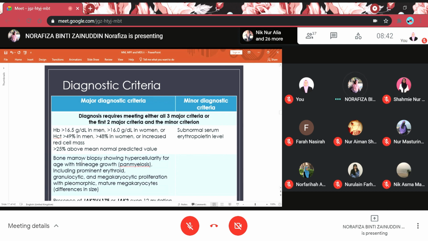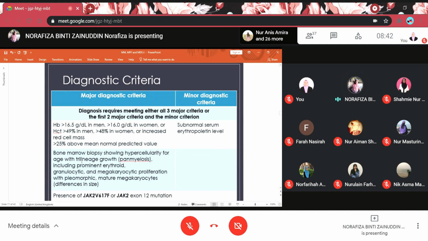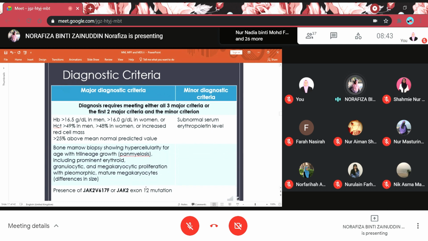overall cell mass, red cell mass, of more than 25% above mean normal predictive value, or the patients have bone marrow biopsy showing hypercellularity, okay, the presence of panmyelosis, including prominent erythroid, granulocytic, megakaryotic proliferation, and also the presence of mature megakaryocytes, and the presence of mutation on this gene, JAK2, and also the presence of this mutation JAK2 V617F, variant 2. Saya lupa dah. Yang ni kena rujuk genetic code.